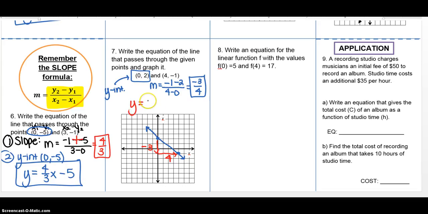So our equation, y equals, we plug in -3/4 for m. Always put x there. Then plus b, our y-intercept. Where does it cross the y-axis?